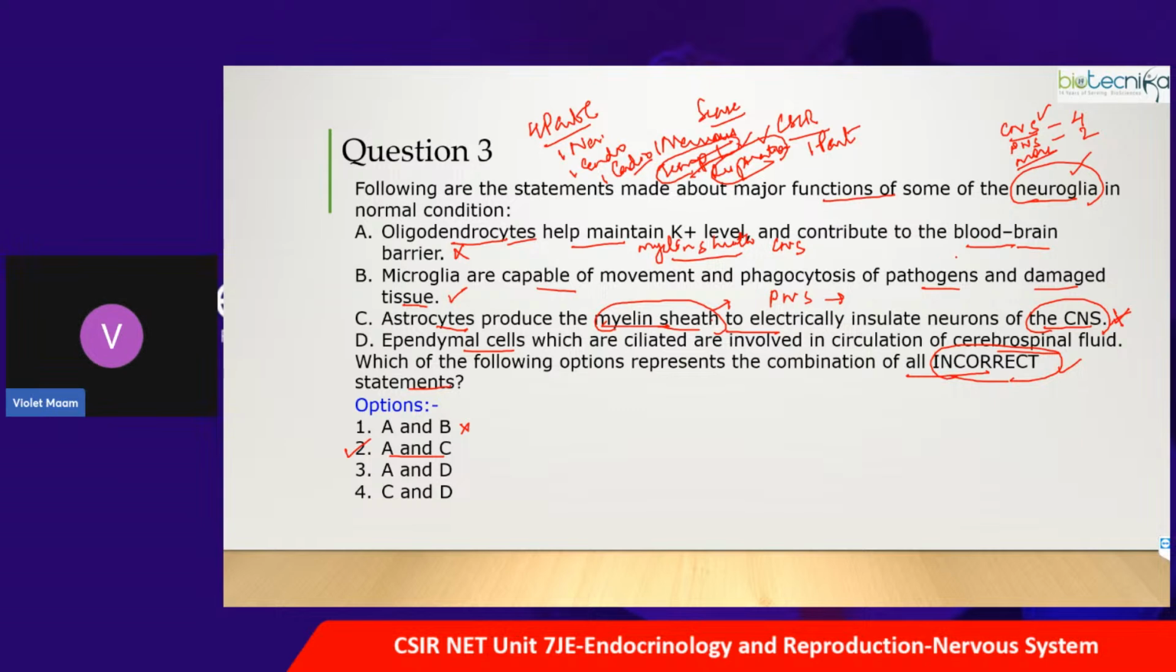Okay, the D statement says ependymal cells, which are ciliated, are involved in circulation of cerebrospinal fluid. So that is correct, right? Ependymal cells have cilia and they line the ventricles. They also help in the circulation of cerebrospinal fluid and even the exchange of materials that can take place through these ependymal cells.